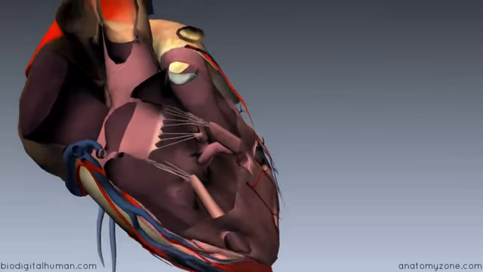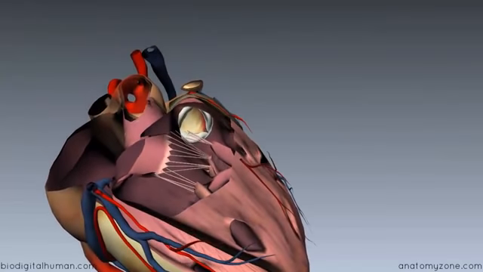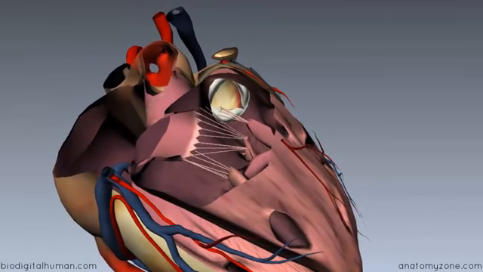And if I rotate the model slightly further round, you can see these cusps here. So you've got these three semilunar valves which form the pulmonary valve. This valve is found at the apex of the infundibulum, or the conus arteriosus, and it closes off the opening to the pulmonary trunk.